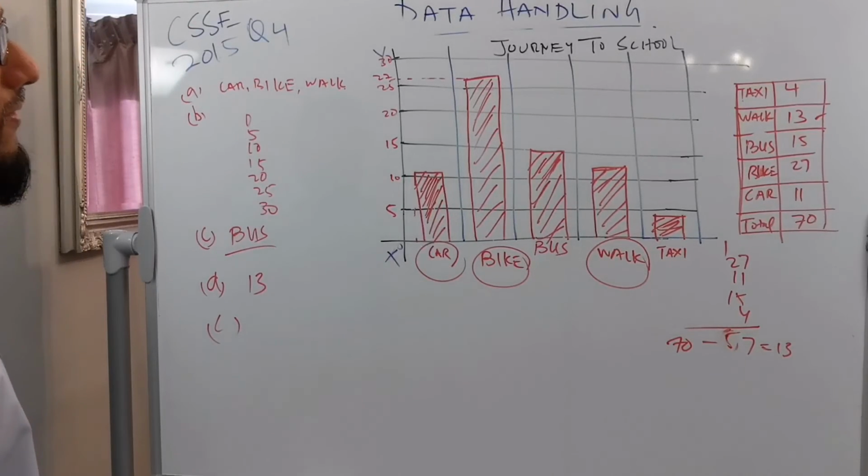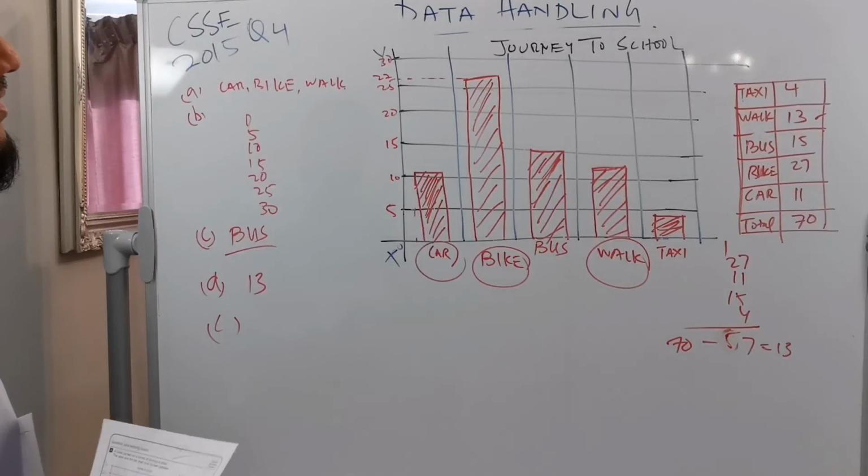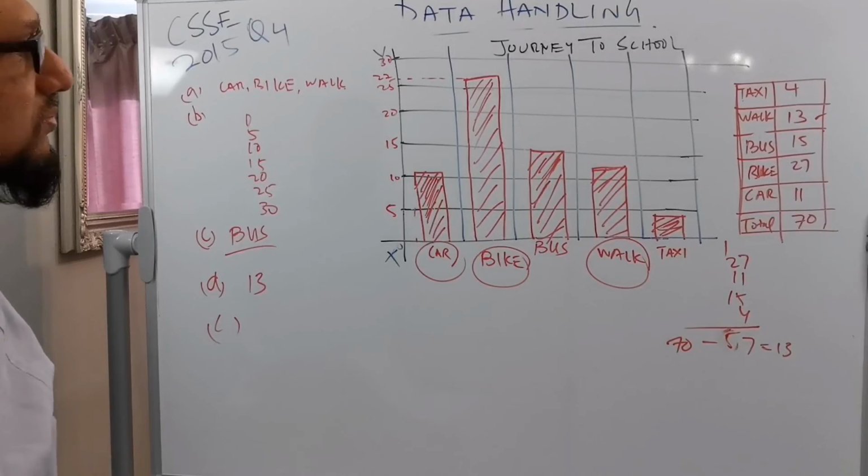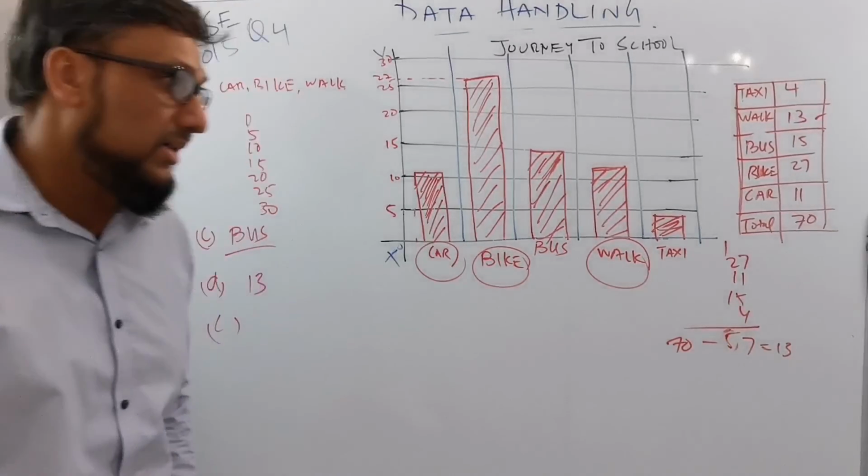So this is data handling, very easy and very simple. You can easily get 5 marks.